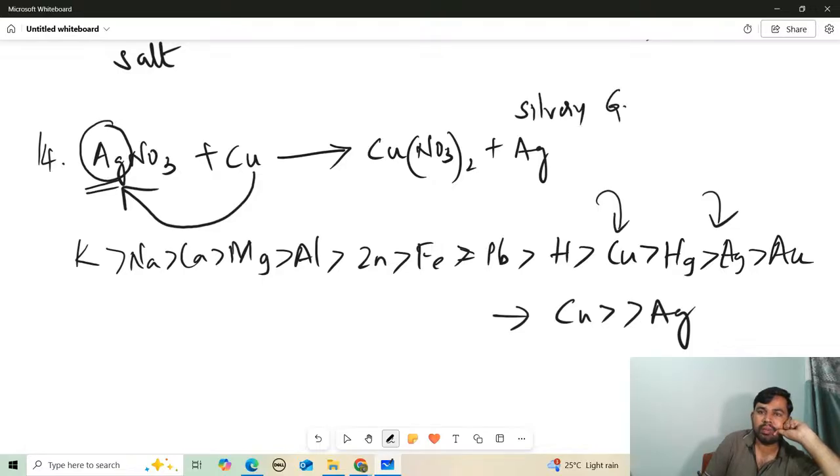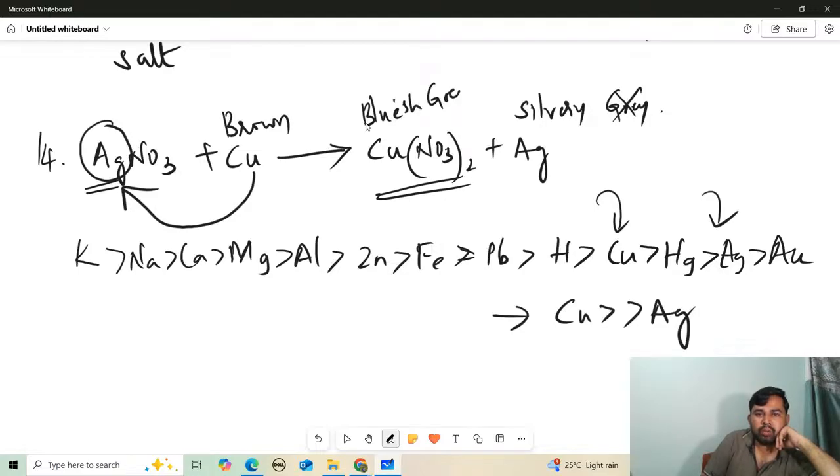Silvery gray will be there. Silvery, we can say, not silvery gray. So silvery color. Then what is the color of this copper? Sir, it will be a brown color metal. Then after this, basically this copper compound, we can say, is bluish green color. So blue to green color salt solutions will form.